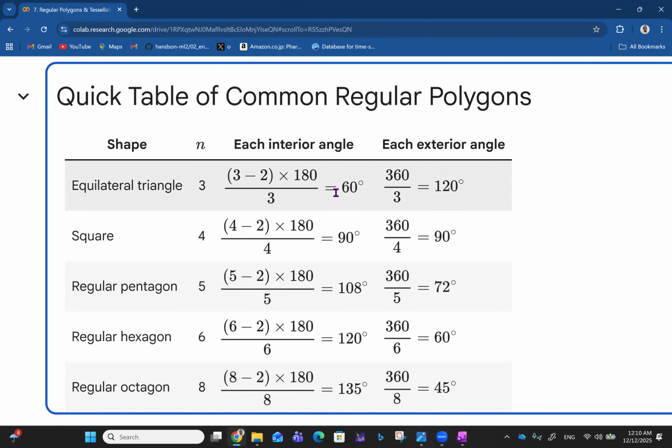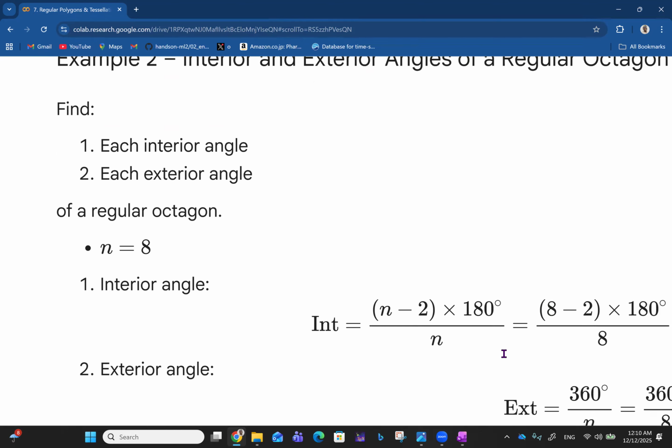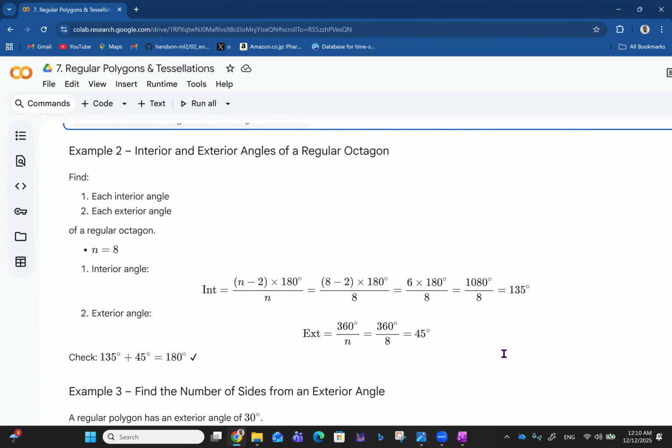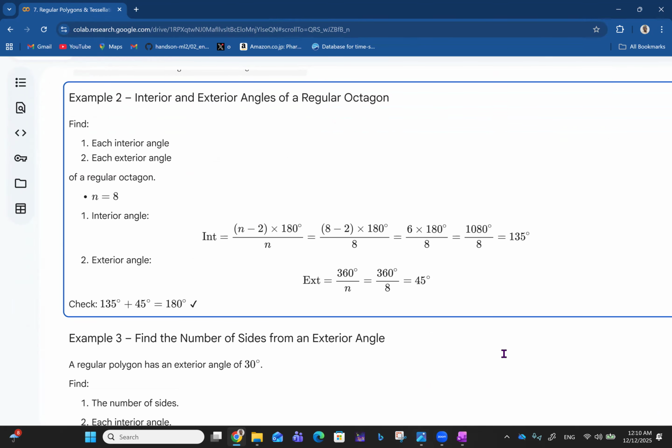So you see that the sum of interior angle plus exterior angle always adds to 180. 60 plus 120 is 180. 90 plus 90, 180. 108 plus 72, 180. 120 degrees plus 60 degrees, 180 degrees. 135 plus 45, 180. So that's established. So let's take example 2 now to drive home the point.